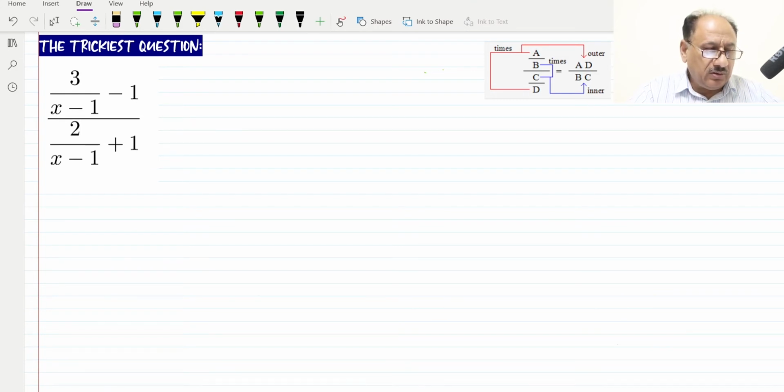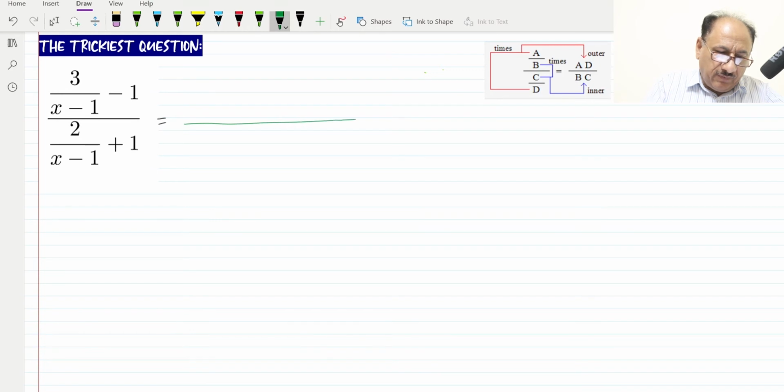We can solve this in two ways. The first method, method one, will be what? We will write this main fraction, this is the main fraction, and we can write the LCM of this fraction.